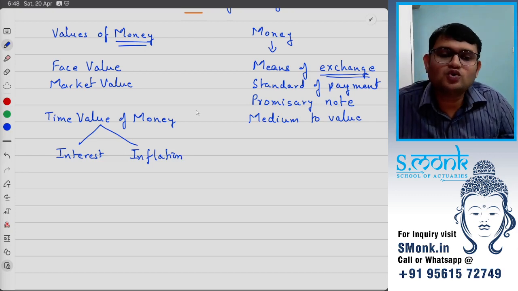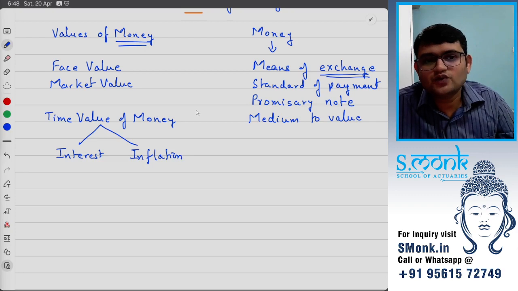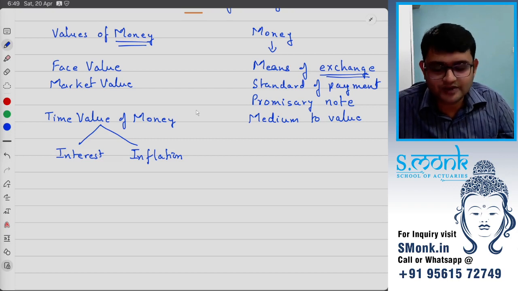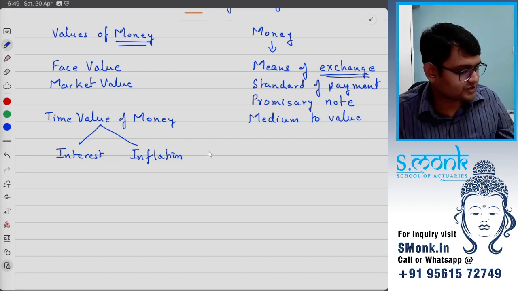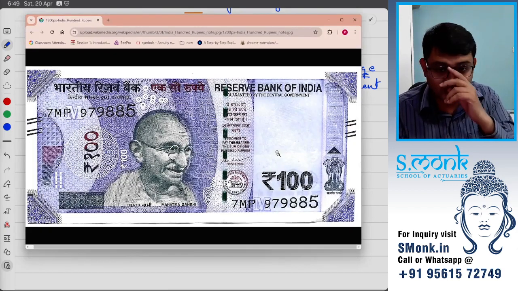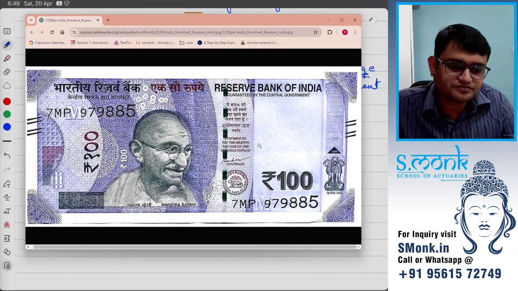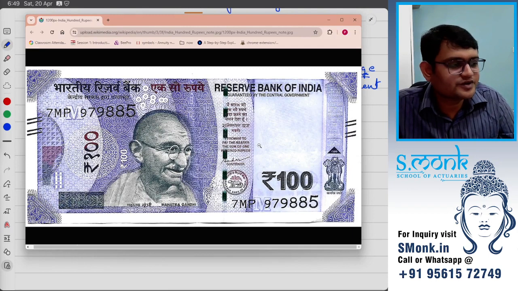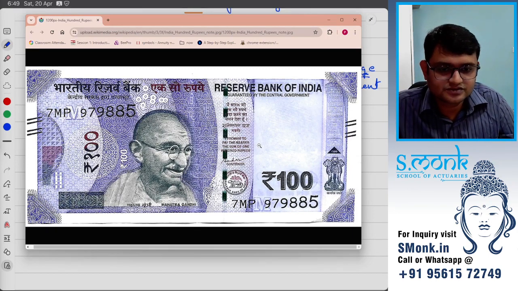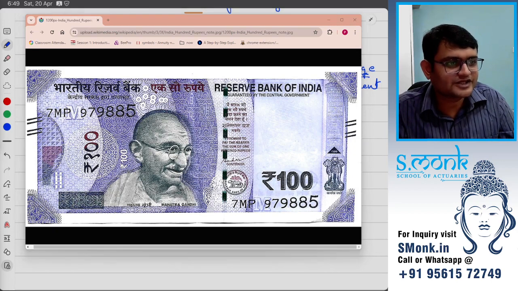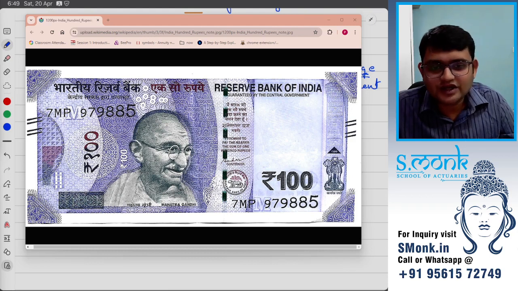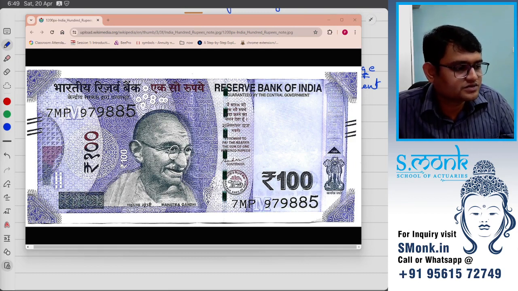Now these are the two factors which will change the value of money with time. That is why it is called the time value of money. So when I say this 100 rupees note that I am carrying in my wallet, if I carry that 100 rupees for the next 500 years, will it change to something else? Will this 100 rupees magically become 500 rupees? It will not. If I'm carrying it with me, it will not change to anything else. It will still be 100 rupees. Right?